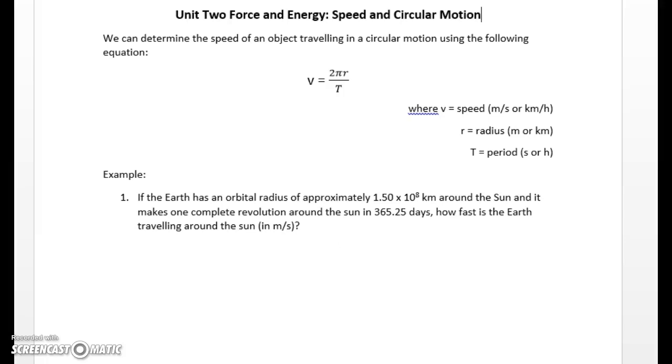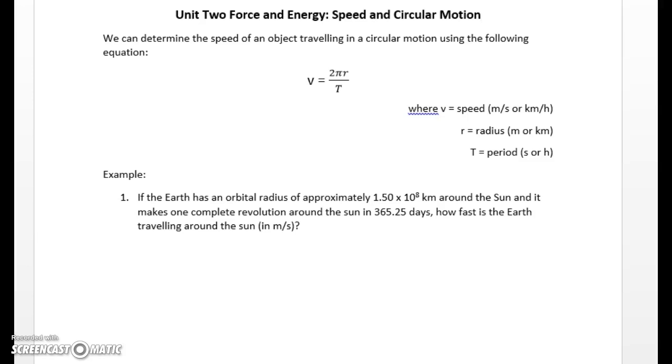In this video, we're going to specifically look at speed and circular motion. So we can determine the speed of an object traveling in a circular motion using the following equation. Here we have v is equal to 2 times pi times r, all divided by capital T, where v stands for your speed, which should be in either meters per second or kilometers per hour. R is your radius, which can be in either meters or kilometers. And then T stands for your period, which can be in either seconds or hours.